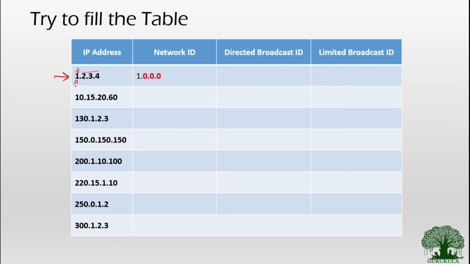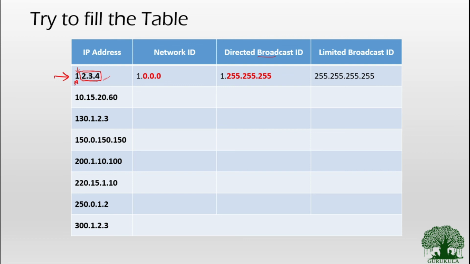Again, 1 will be the network ID, and then if I have to broadcast, I will have to put all 255 in the host part. This is the host part as far as class A is concerned, so I will put all ones over here. So 1.255.255.255 will be treated as the directed broadcast address. And what happens if it is limited broadcast? Limited broadcast means I have to broadcast within this particular network. So the broadcast address will be all 255s.